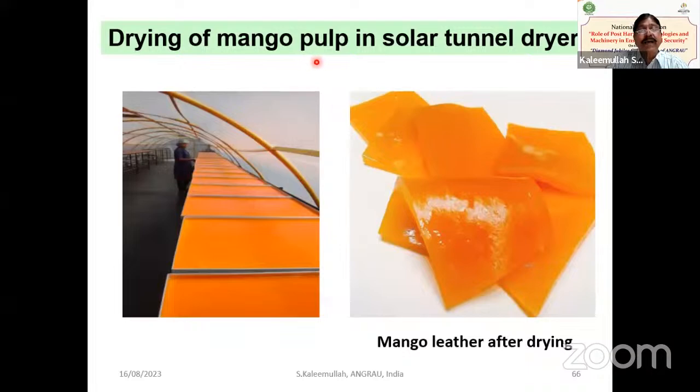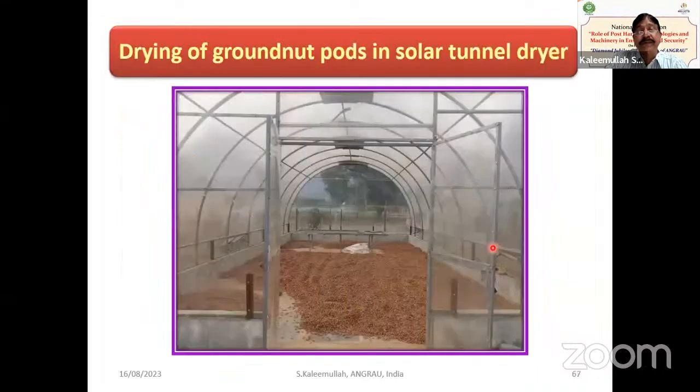And you can see this is the drying of mango pulp in the solar tunnel dryer. If you are drying it outside, you won't get this type of quality product. And a lot of dust will also be added to the product if you are drying it outside. But as you are drying it inside the solar tunnel dryer, the quality of the product is very good and there is no dust adhered to it.